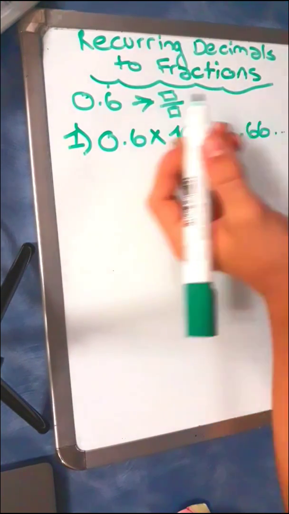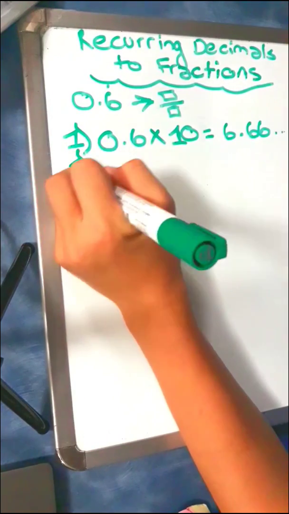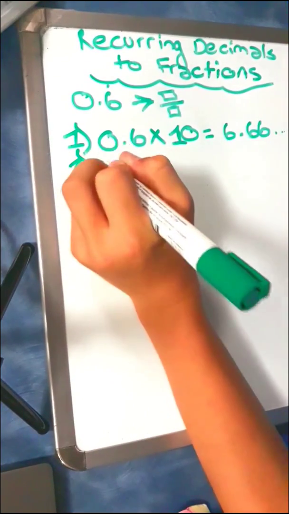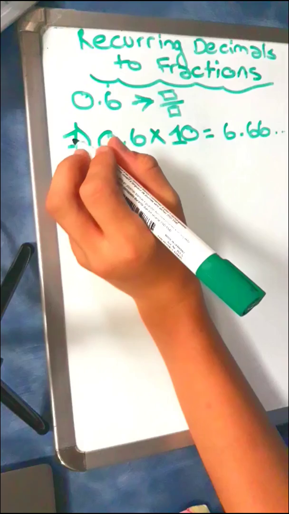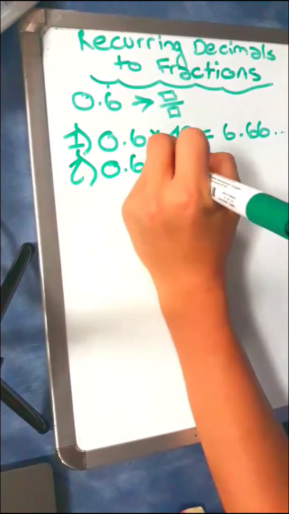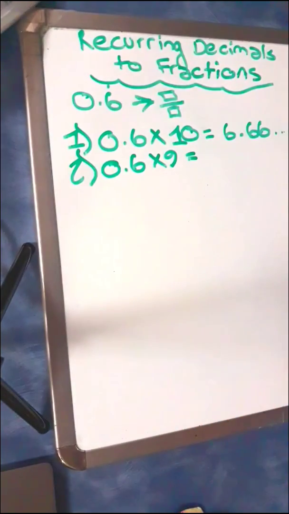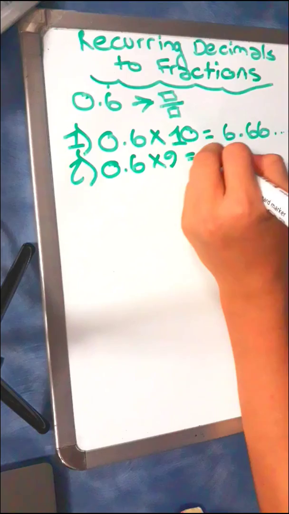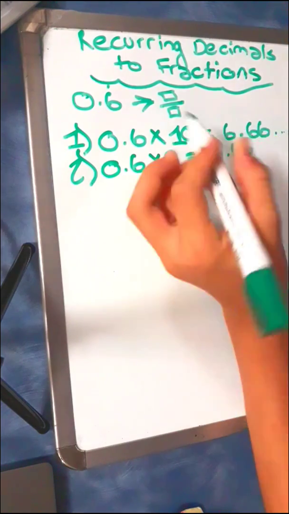We could keep going. Step 2, we now need to times by 9 now, and if we had 2 recurring decimal places, we'd times by 99, 3 would be 999, so to work this out, we do 6.66 because that's our answer there.